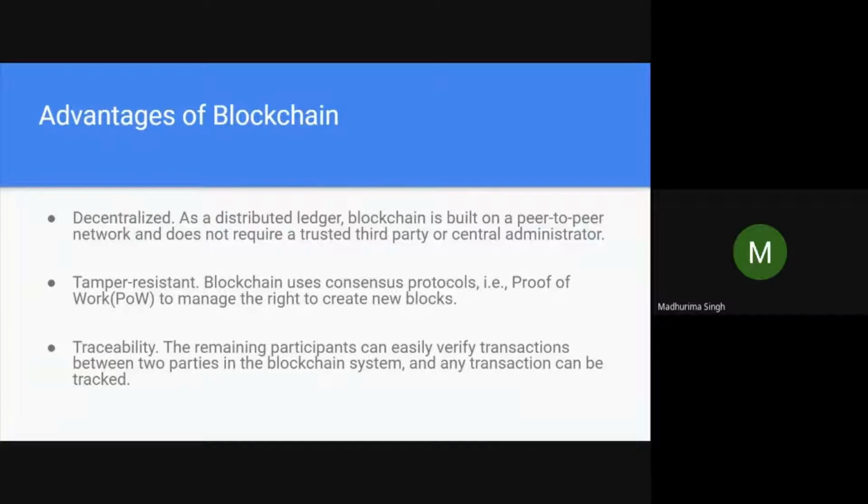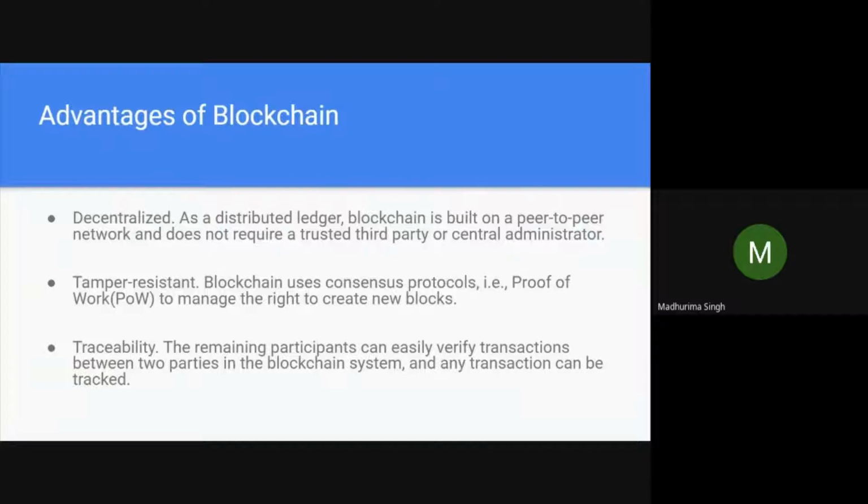Blockchain is decentralized. As a distributed ledger, blockchain is built on a peer-to-peer network and does not require a trusted third party or a central administrator. Multiple copies of data recorded in the ledger exist in the system, avoiding data loss at a single point of failure.